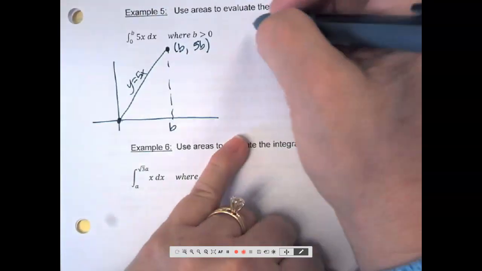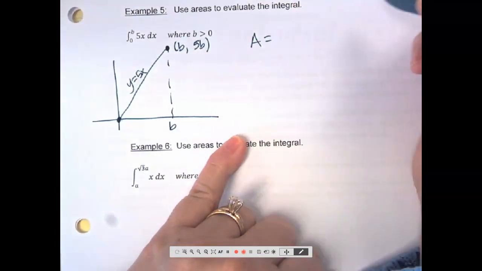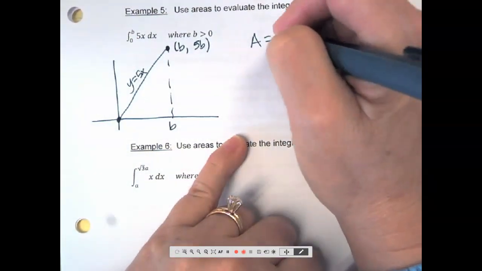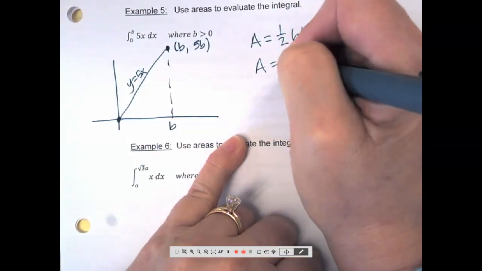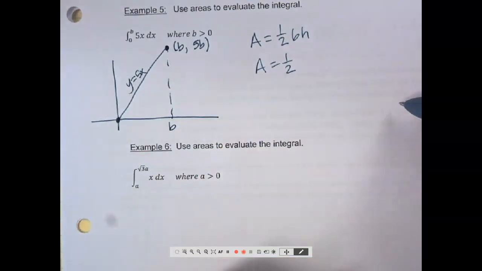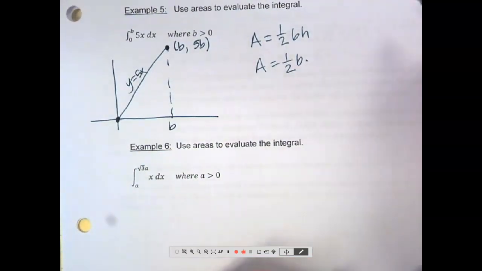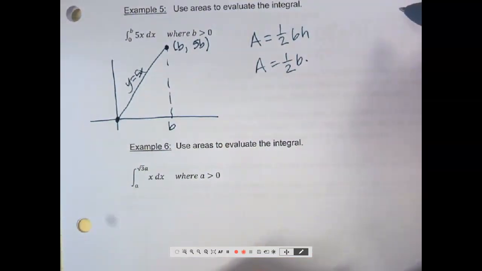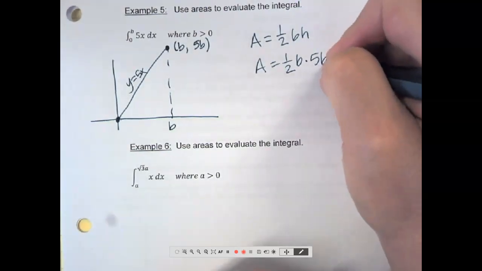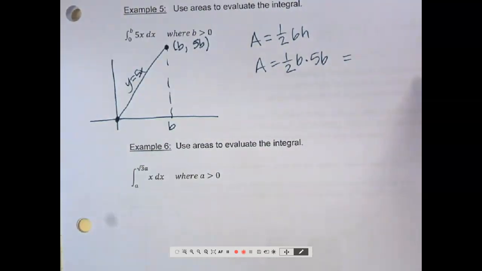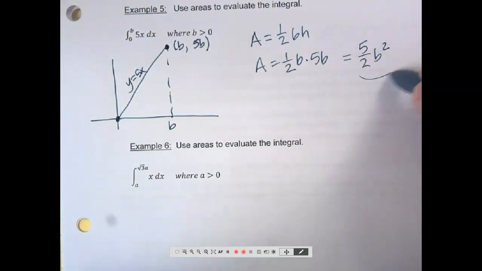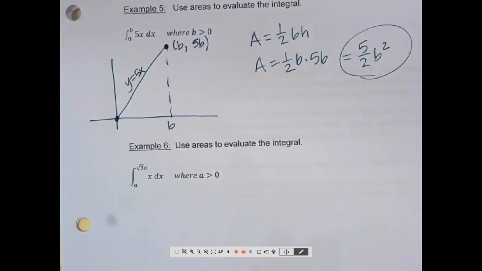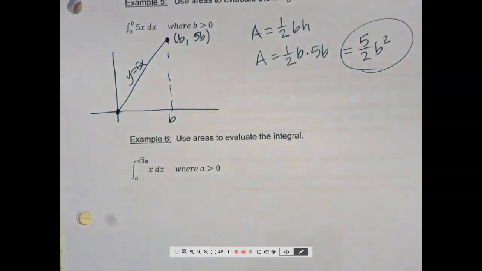Okay, so I have a triangle. Now I do have a formula for this area: 1/2 base times height. What is the base of this triangle? B. What is the height? 5b. What's my area? 5b squared over 2. You can write it 2.5 b squared if you want. Here we go.